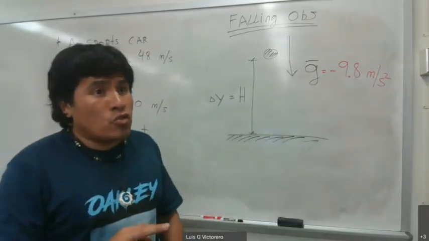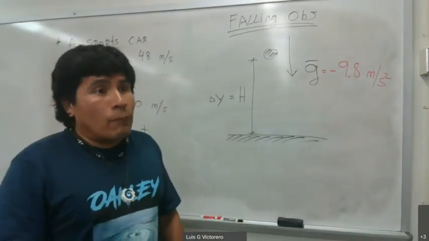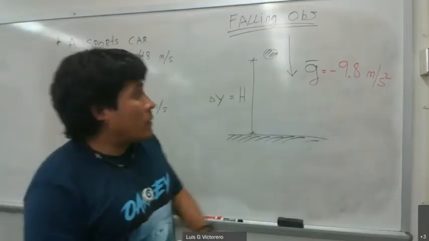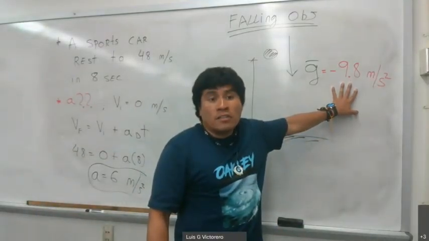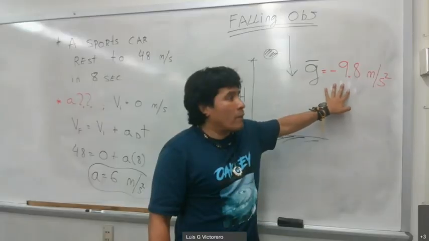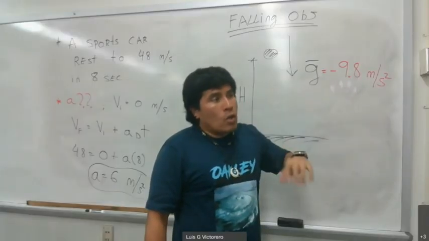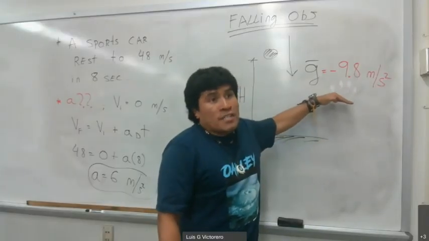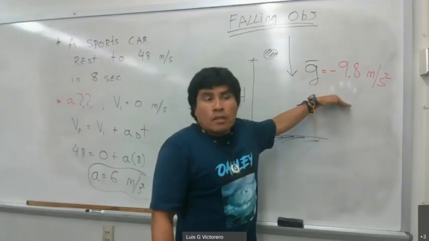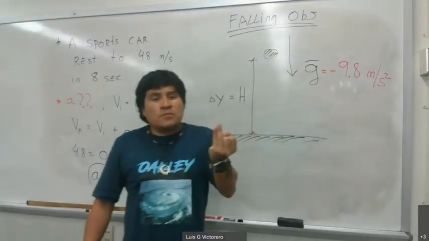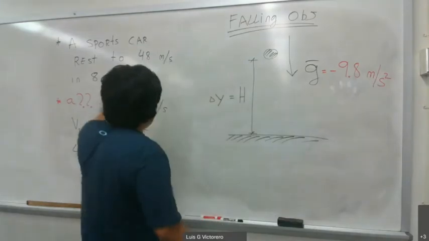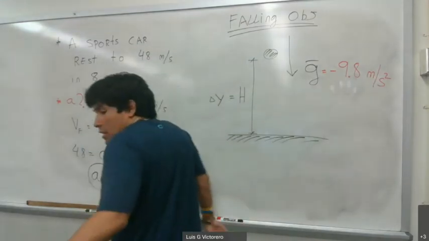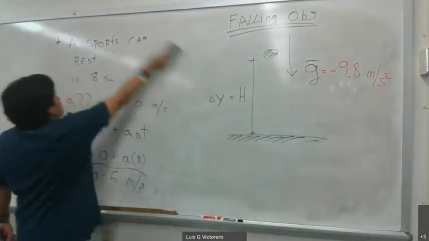So all our equations of motion work. The only thing is that now we have the value of the acceleration, which is always constant, 9.8 meters per second squared. But also, we have to change the delta x to delta y. But we have initial and final speeds and time. So that is always the same. So let's write down here the equations of motion.